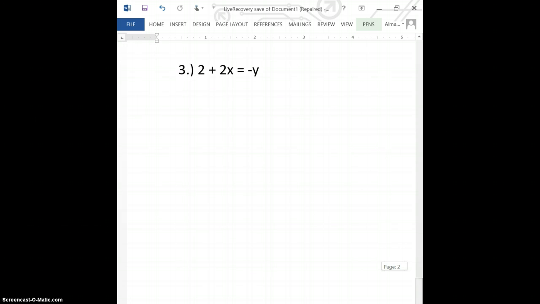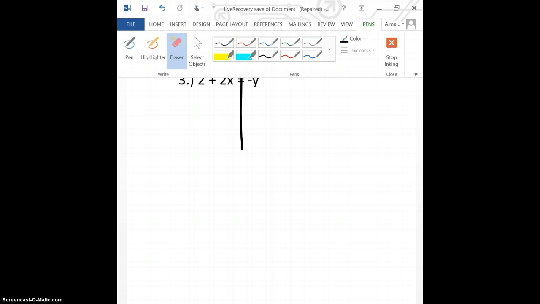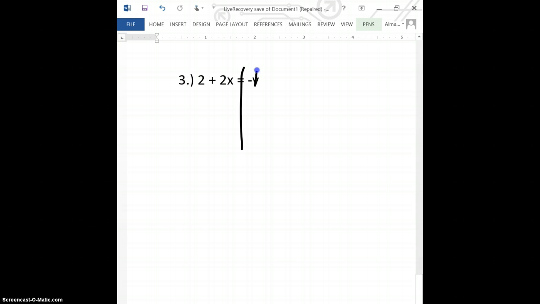Number 3, the very last problem. I'm going to start by drawing myself a line. I see that I already have my y on one side. So I don't have to worry about moving anything around. All I have to worry about is getting rid of that negative in front of the y, because I want my y to equal something, not negative y equals something. So remember, if there's no number in front of the variable, that means there's an invisible one in front. I'm going to rewrite that.